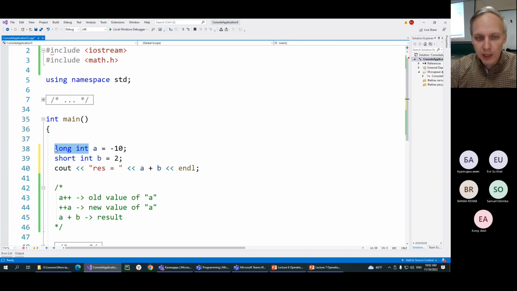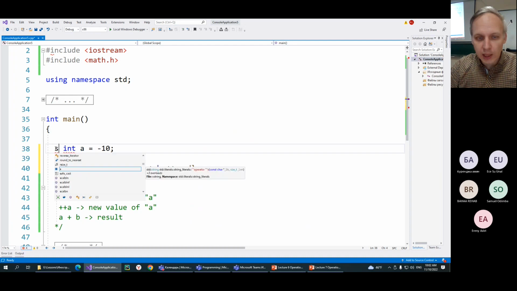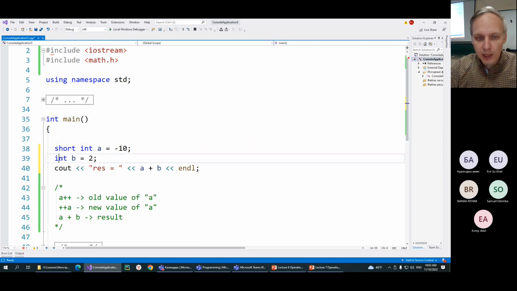And if I write here, for example, int and long int, the result will also be long int, because long is a more powerful type. If I write here short int and int, the result will be int.